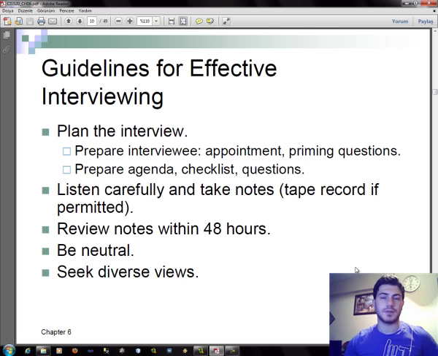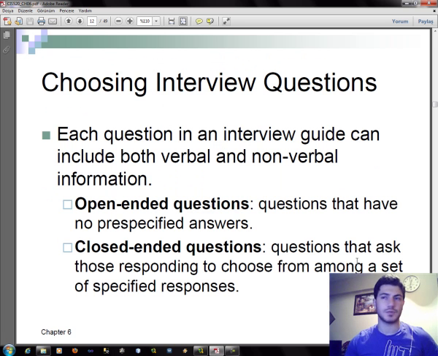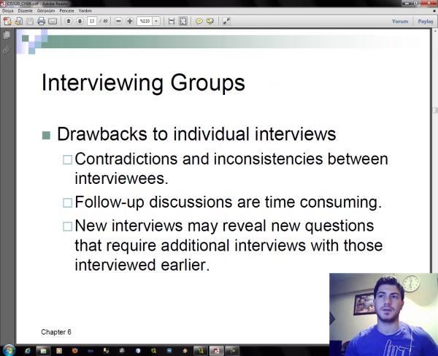Guidelines for effective interviewing: plan the interview, listen carefully and take notes, review notes within 48 hours, be neutral, seek diverse views. Choosing interview questions. Each question in an interview guide can include both verbal and non-verbal information. Open-ended questions are questions that have no prescribed answers. Closed-ended questions ask those responding to choose from among a set of specific responses.